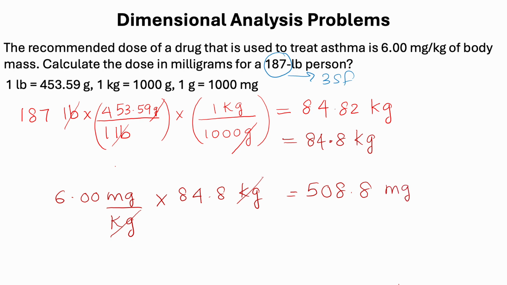However, you have to still check the significant figures. So this one here, the given number 6.00 milligrams has 3 significant figures again, because 6, 0 and 0 all are significant. So your answer should contain 3 significant figures. If you round off this number here, 508.8, you will get 509 milligrams with 3 significant figures.